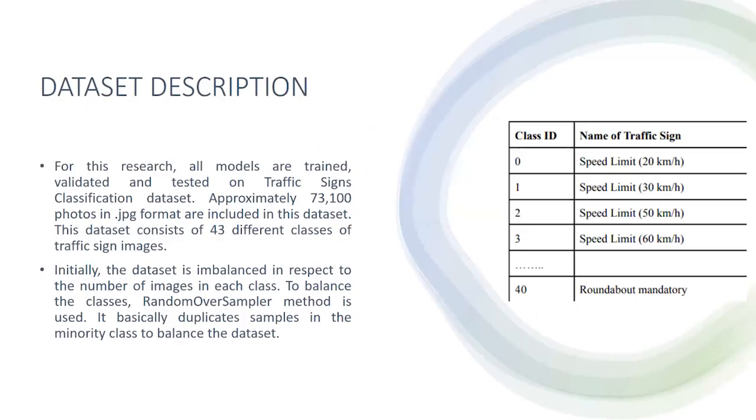Now the dataset which we have trained on is an openly available dataset on Kaggle with approximately 73,100 photographs, and it covers 43 different classes of traffic signs. Initially, the dataset was imbalanced, so we changed it and augmented it according to our own need.